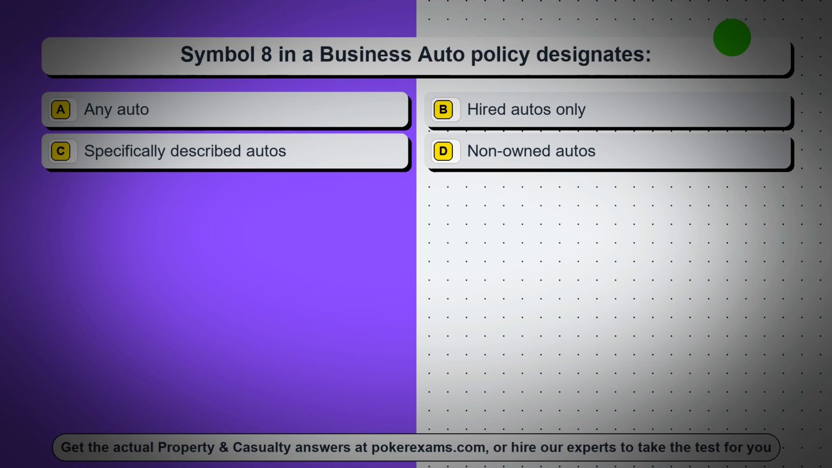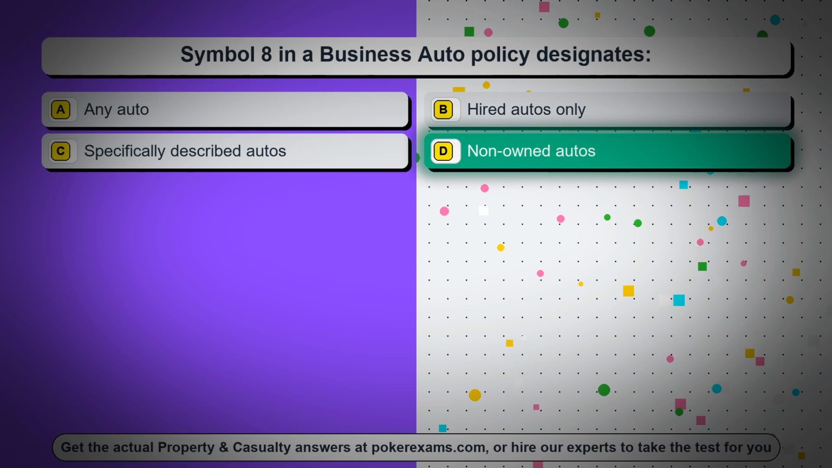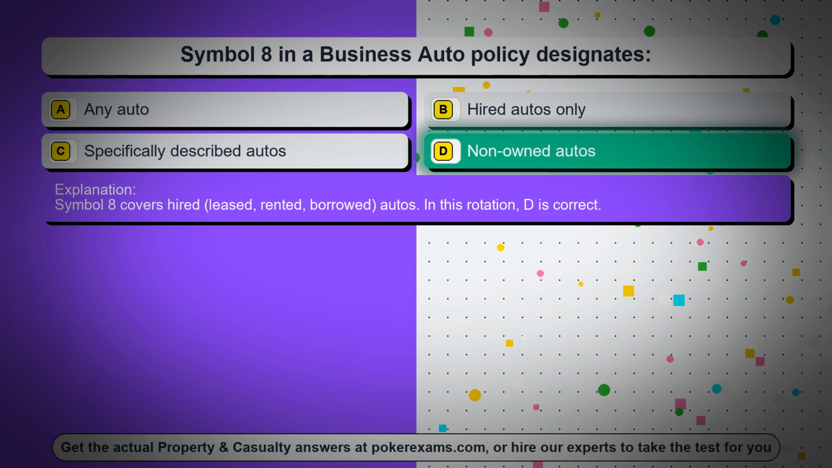Question 2. Symbol 8 in a business auto policy designates, Option A, any auto, Option B, hired autos only, Option C, specifically described autos, Option D, non-owned autos. The correct answer is Option D, non-owned autos. Symbol 8 covers hired, leased, rented, borrowed autos. In this rotation, D is correct.